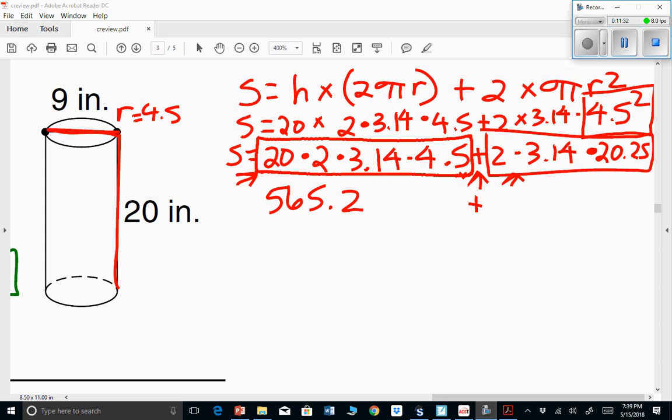So we've got 2 times 3.14 times 20.25 equals 127.17, and then just add your 565.2 number to it. So plus 565.2 gives us a grand total of 692.37 square inches.